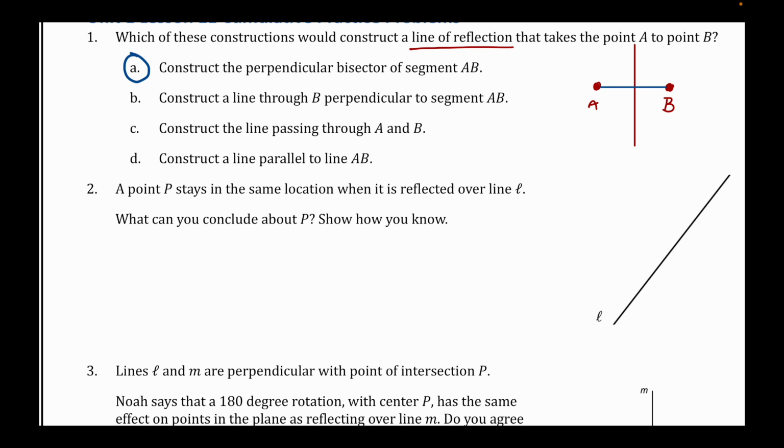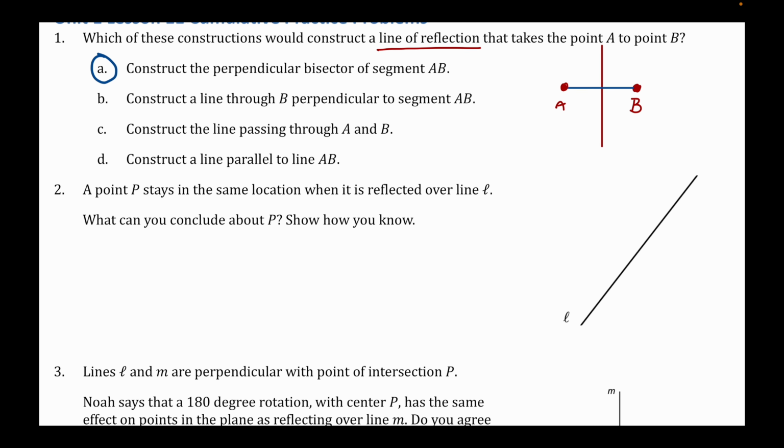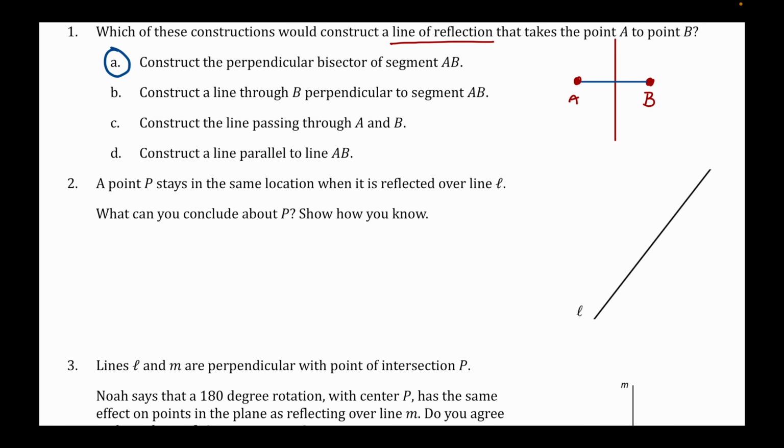Now for question 2, this is where the drawing comes into place, line L on the right. A point P stays in the same location when it's reflected over line L. What can you conclude about P and show how you know? Well, I know that a reflection maintains the distance that a point is away from the line, it just moves it to the other side. So if it's not moving, there's only one place it could be, and that means it has to be on the line.